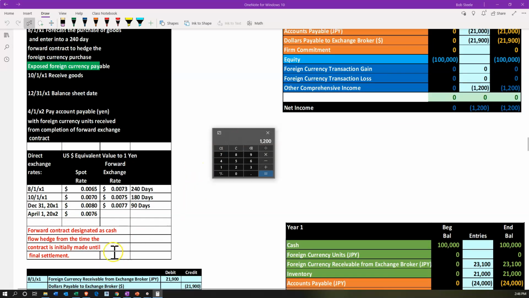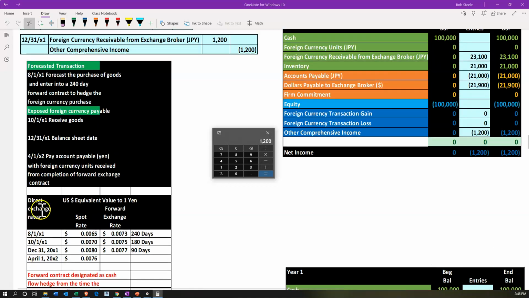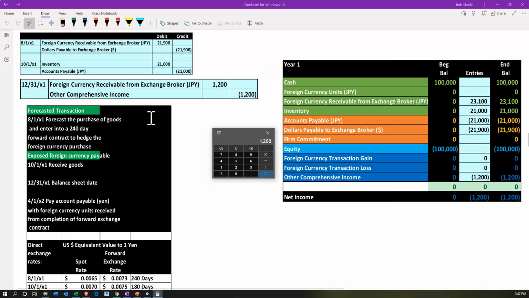And it's going to be different in part due to this component below where it says forward contract designated as cash flow hedge, from the time the contract is initially made until the final settlement, as well as the fact that we have a forecasted transaction as opposed to a contract for a transaction that was going to take place. In other words, note that we're past the forecasted point. We're past the 10/1 transaction where we receive the goods. We're revaluing this as of 12/31, which is past the point in time that we received the inventory.